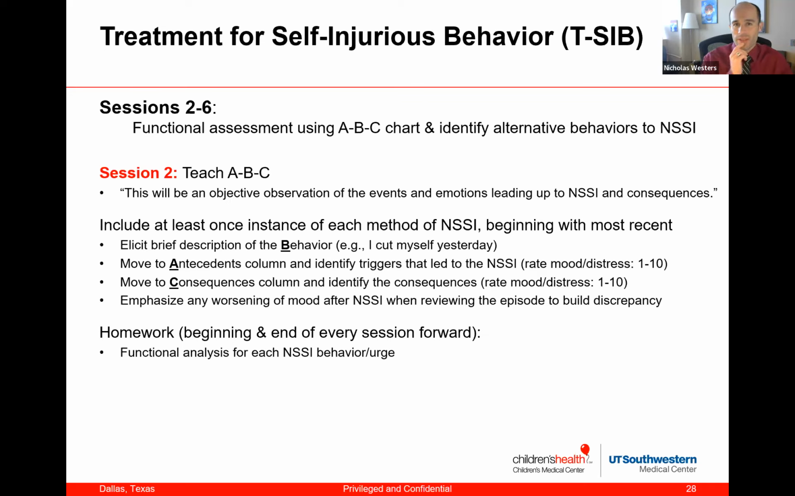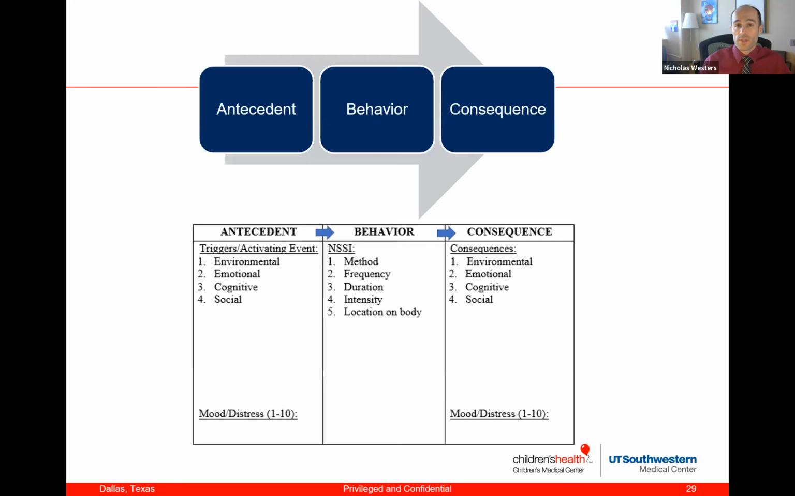And I'm going to give an example of a patient of mine in the next slide. So for homework, because it's very CBT based, at the beginning and every session forward, you'd have them do a functional analysis for each self-injurious behavior and/or urge. At this point, though, we're just doing a functional analysis. We're not telling them to do anything else. We're not telling them to stop self-injury. We're going to start to explore alternative behaviors, but that doesn't come until later.